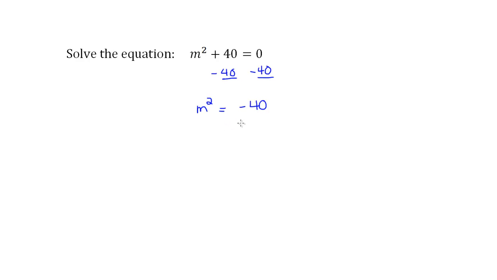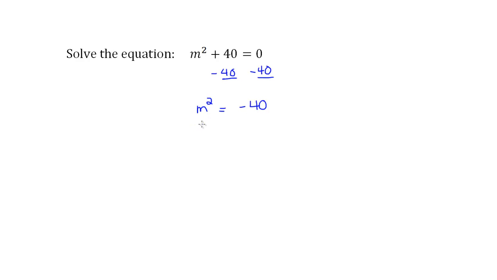Now, let's take a moment and look at this equation more closely. Notice there is no real number that we could put in place of m, so that when we squared it, we got back a negative number. That's impossible in the real world. This is where the complex solutions come into play. We need imaginary numbers to make this equation true.